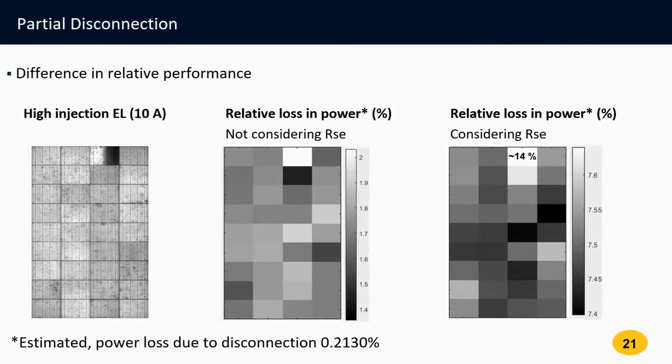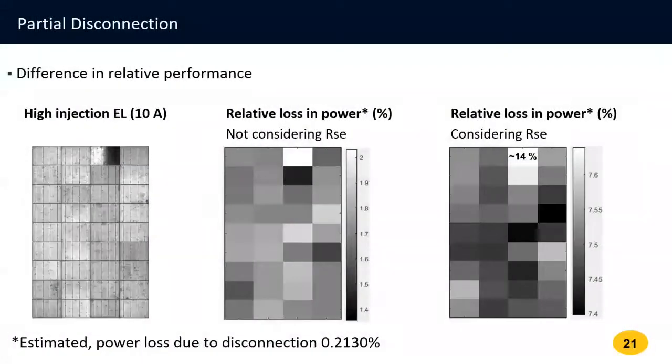Okay, now understanding what happens in the performance of the cells. What I did was apply my technique and then look at the relative loss in power, first not considering the contact resistance effect of the disconnected bus bars, and then considering those. The power loss in the middle image is related simply to the mismatch in the electrical characteristics of that module, or of the cells within that module. And once again, this cell within the module is clearly different from the rest.